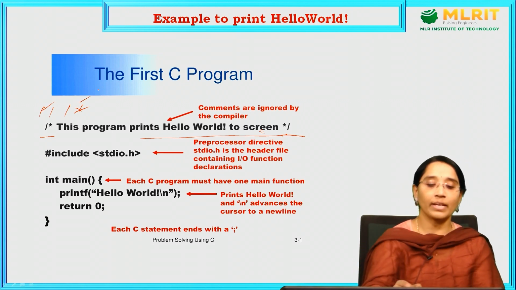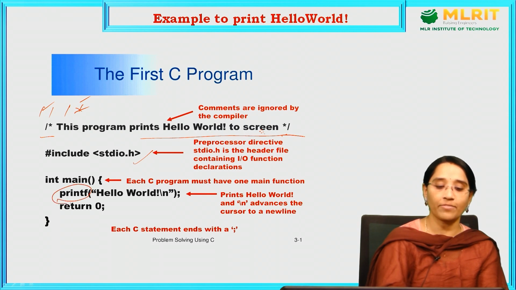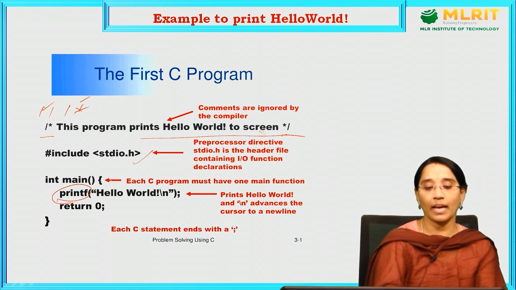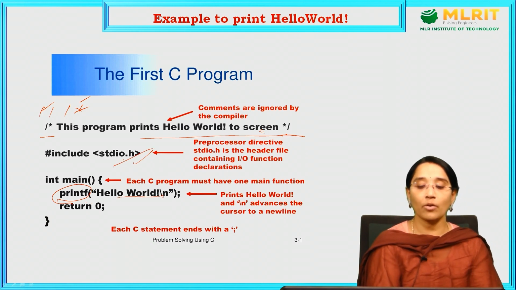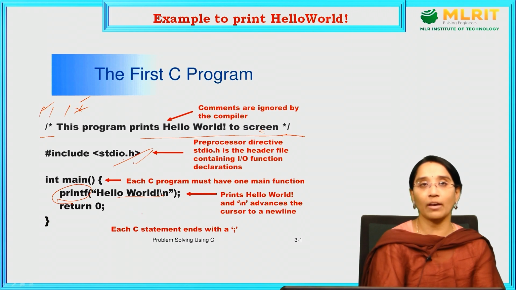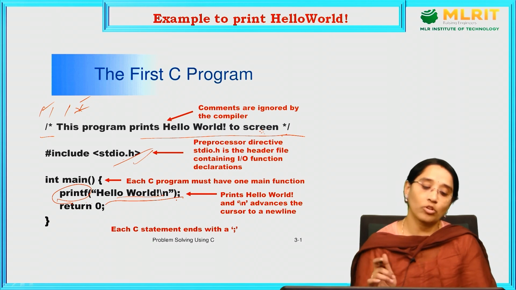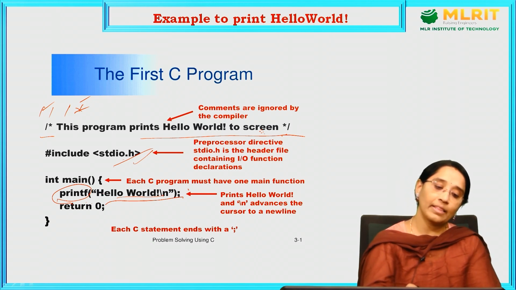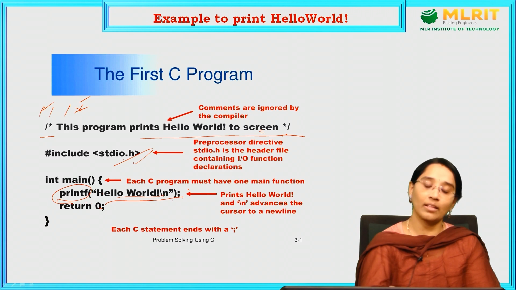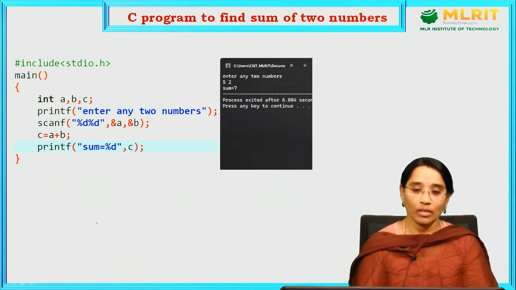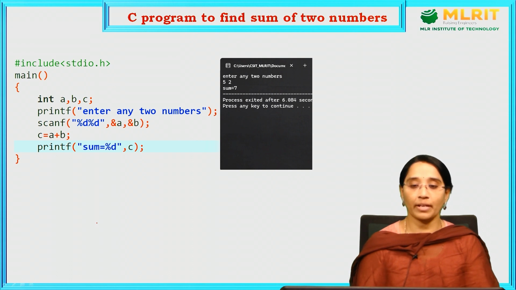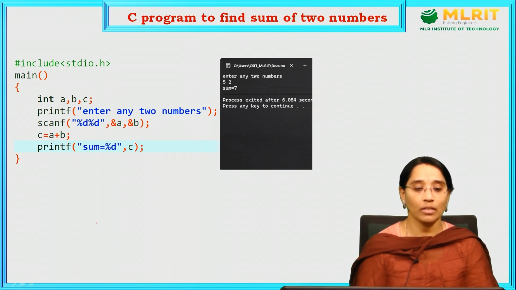Next one, hash include stdio.h, because I am using the printf function in my program. IO means input output. Printf is an output function, and that function I am using in my program. So I have declared hash include stdio.h, then hello world. There are no inputs in my program because I want to print only one output, that is hello world. So I am not giving any inputs here. And one more thing, each and every statement written in the main function ends with a semicolon. This is the sample program I have executed and attached the screenshot here.